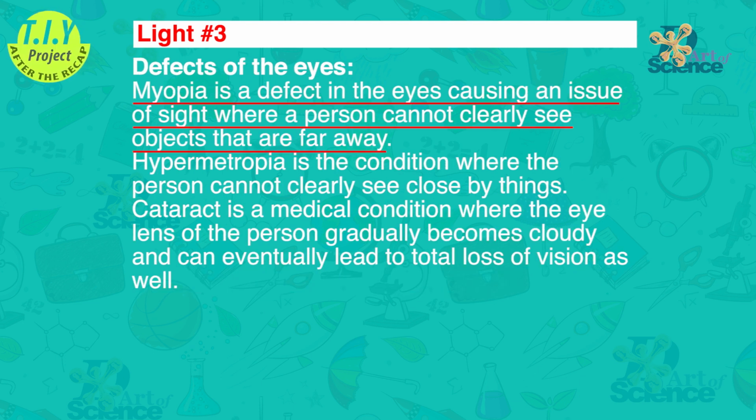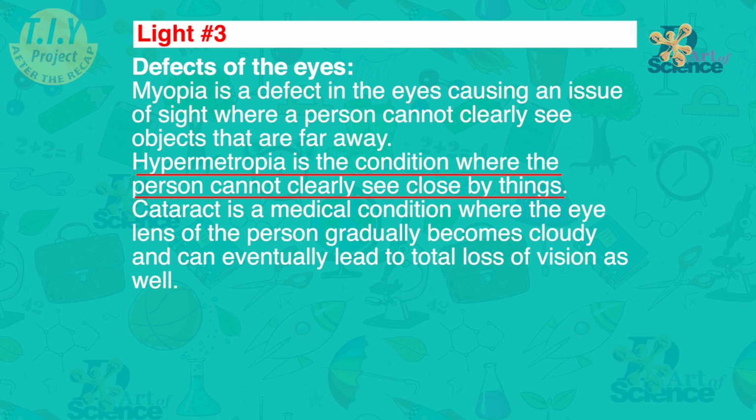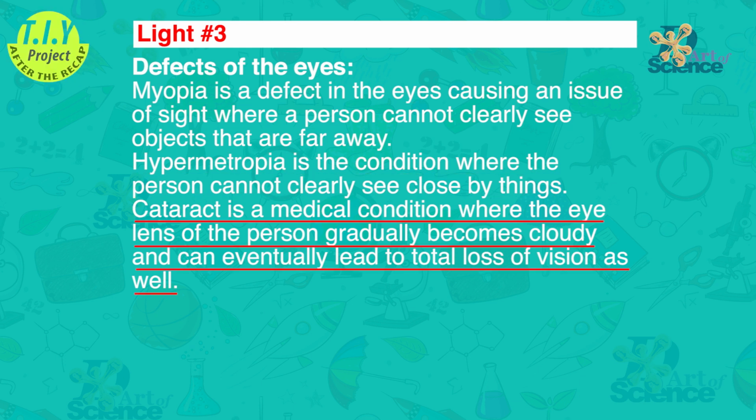Defects of the eyes. Myopia is the defect in the eyes causing an issue of sight where a person cannot clearly see objects that are far away. Hypermetropia is the condition where the person cannot clearly see close by things. Cataract is the medical condition where the eye lens of a person gradually becomes cloudy and can eventually lead to a total loss of vision as well.